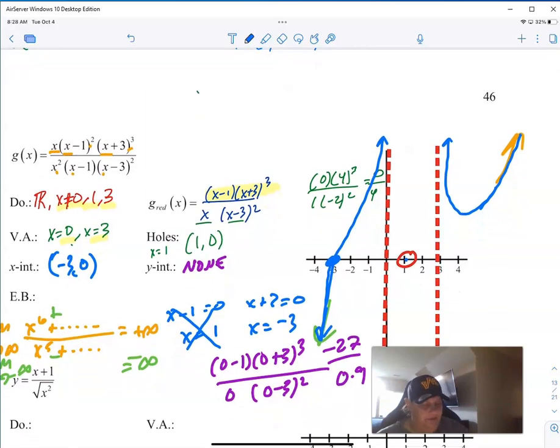So for example, if I plug in a 2, I get 1 times 5 to the third over 2 times -1. So I get a big negative number. So I don't know, my guess is that it goes like that. Okay, so now let's see how right I am.